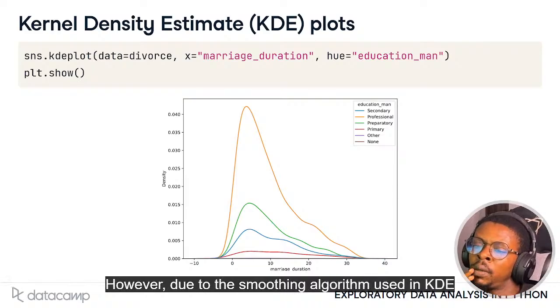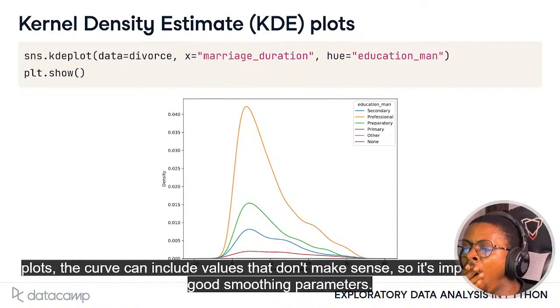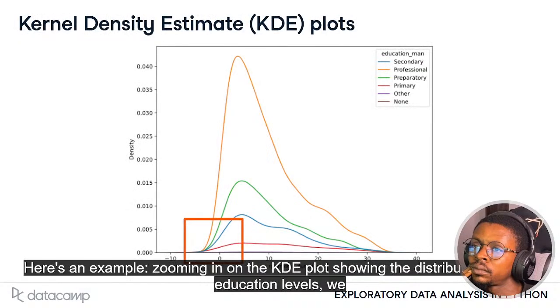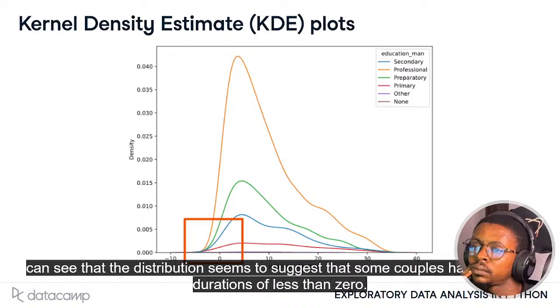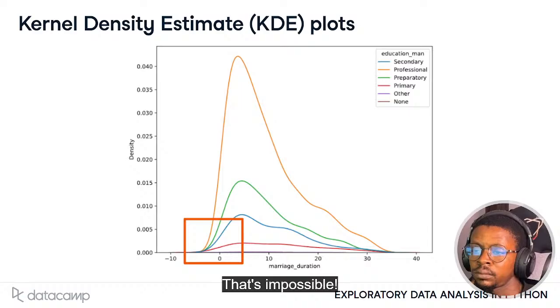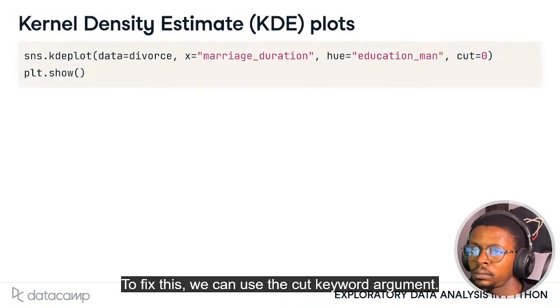However, due to the smoothing algorithm used in KDE plots, the curve can include values that don't make sense, so it's important to set good smoothing parameters. Here's an example. Zooming in on the KDE plot showing the distribution of male education levels, we can see that the distribution seems to suggest that some couples had marriage durations of less than 0. That's impossible. To fix this, we can use the cut keyword argument.